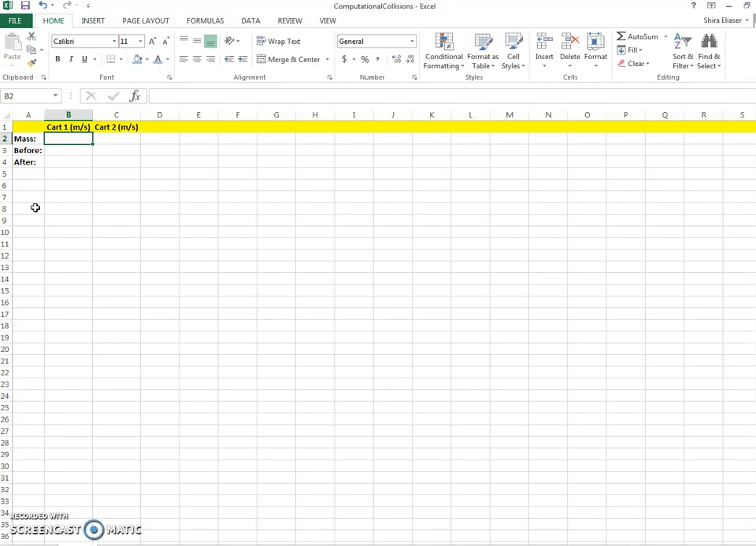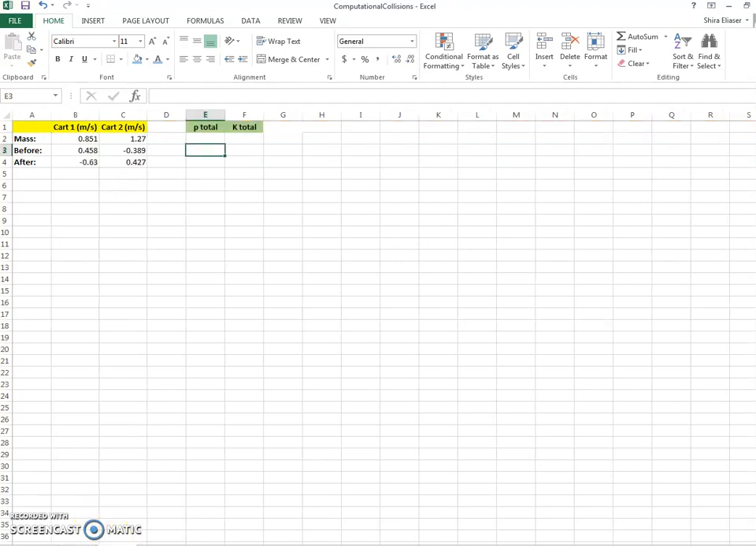In this case, when we're colliding two carts, we'll need one entry for the mass and two entries for the velocity, one for before the collision for each cart and one for after the collision for each cart. Lay out your data table, enter your data, and then we'll be ready for some formulas.